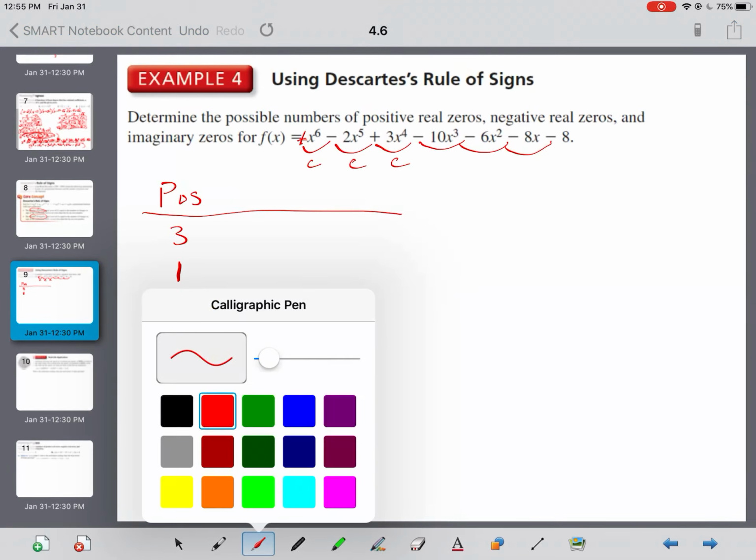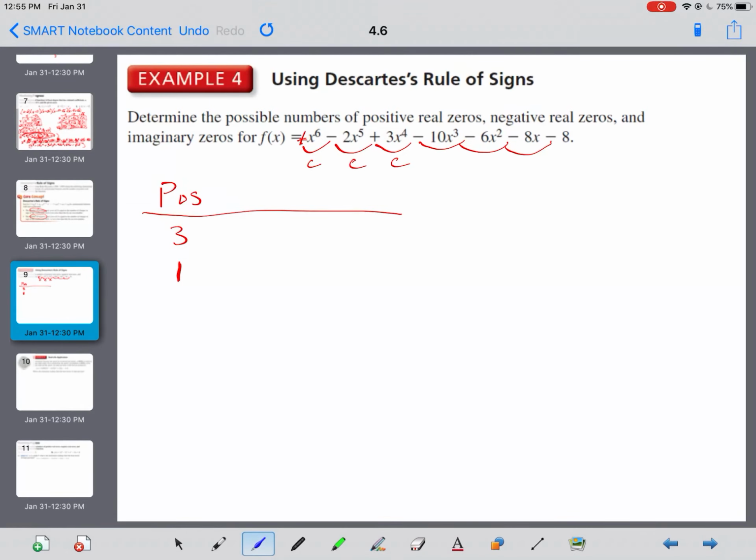Now negative, we have to change the signs first. So this would be a negative, that would be a positive, this would be a negative, that would be a positive, that would be a positive, that would be a positive, that would be a positive. So now let's count sign changes. From here to here, there's a change. From here to here, there's a change. From here to here, there's a change. And then not, and then not, and then not. So for negative, we could have 3 or we could have 1.